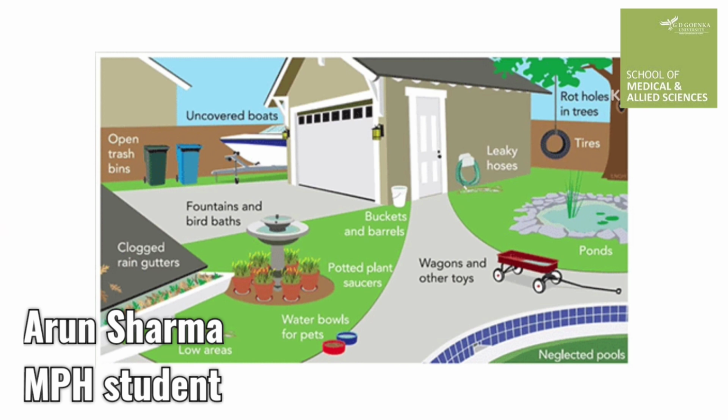First, let's pay attention to our surroundings. Check for any objects or areas that can collect water, such as flower pots, discarded tires, and containers. Empty, remove, or cover them to prevent water accumulation.